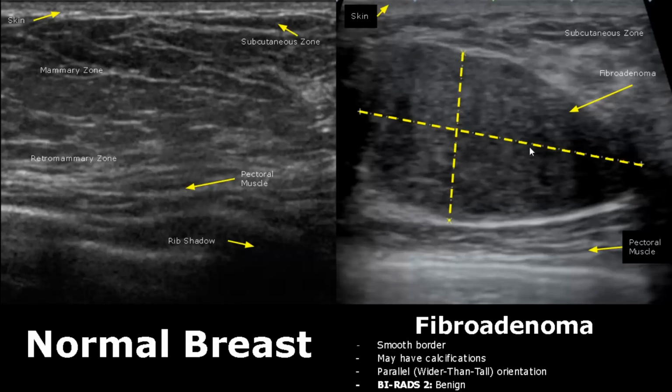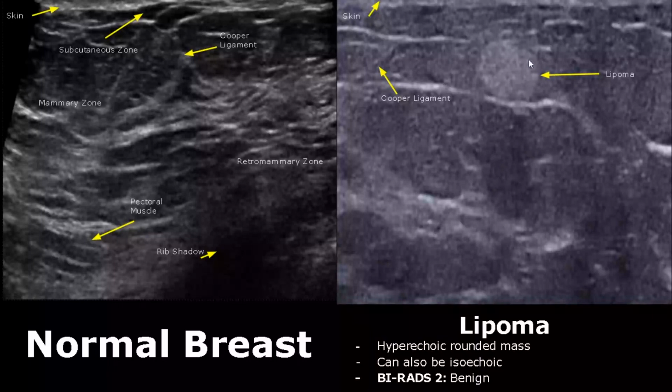A lipoma will appear as a hyperechoic rounded mass. Usually hyperechoic rounded masses are benign. It has a BI-RADS score of 2. Despite this appearance, routine screening mammography should be done.